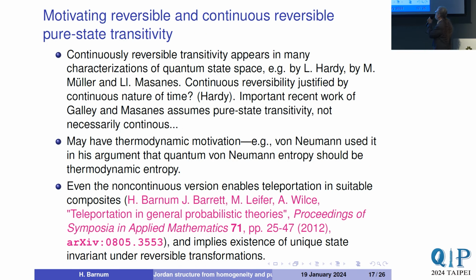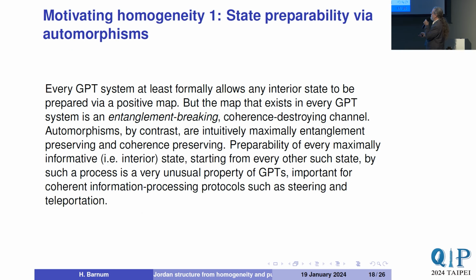Okay, so what are some motivations? Well, a lot of people just use continuously reversible transitivity. Hardy, in about 2001, in a classic paper, had it as one of his assumptions. You might want continuous reversibility because of the continuous nature of time. Von Neumann used it in his argument that the quantum von Neumann entropy was thermodynamic entropy. And even the non-continuous version enables teleportation in suitable composites. So here's the reference. And of course, rather trivially, it implies the existence of a unique maximally mixed state, just by group averaging, invariant under reversible transformations.